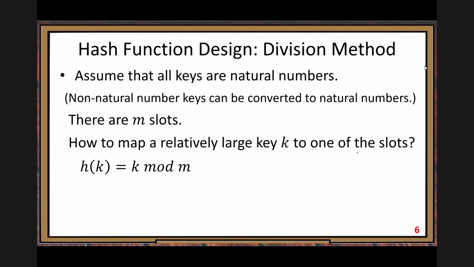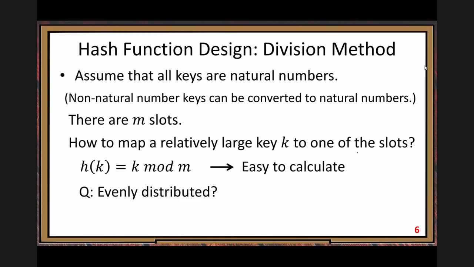Mapping to n slots. But it may not be good. This way is simple, but it may not be good. But that's our first step. We get a simple hash function. Easy to calculate, very fast. Question: evenly distributed? Definitely not. It depends on keys with different patterns.